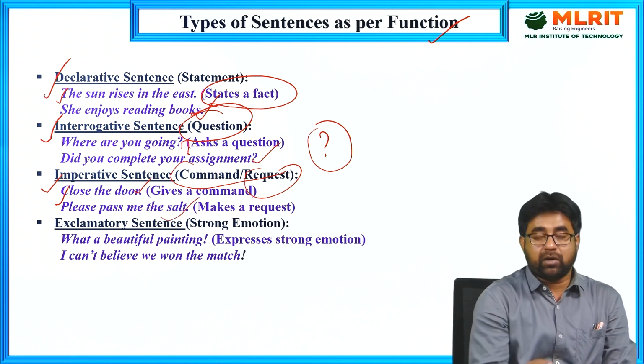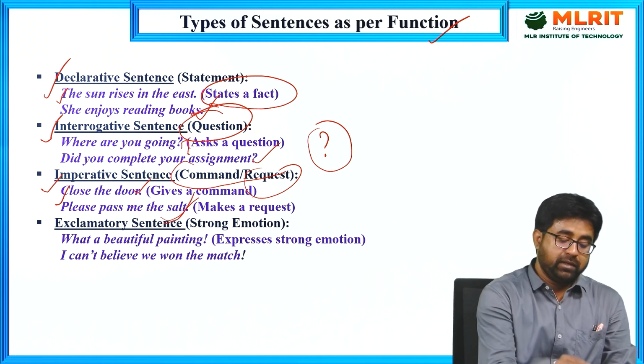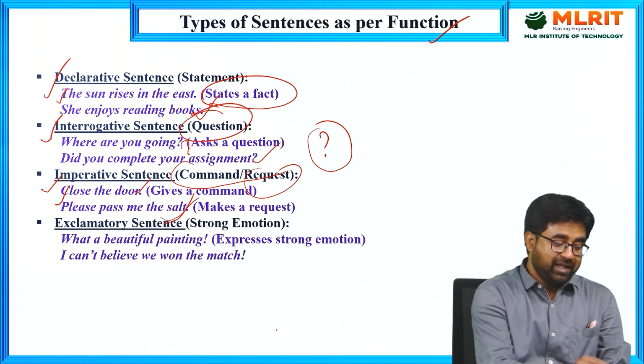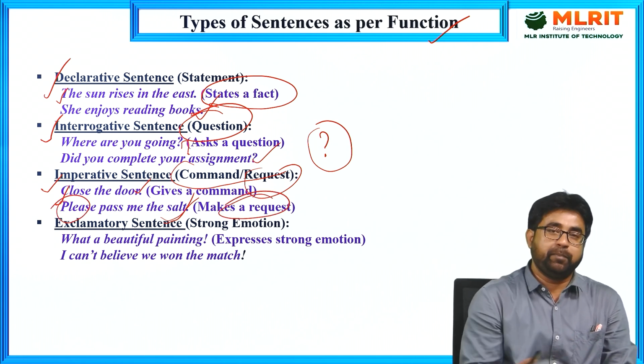Please pass me the salt. Here I am making a request. I am a little more polite here, because I want something, so obviously I have to be polite. Otherwise I won't get the salt, right? So I am making a request. These are examples of imperative sentences.